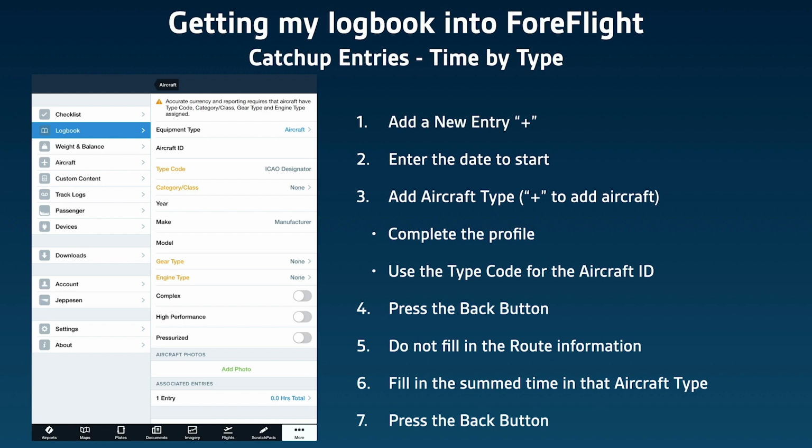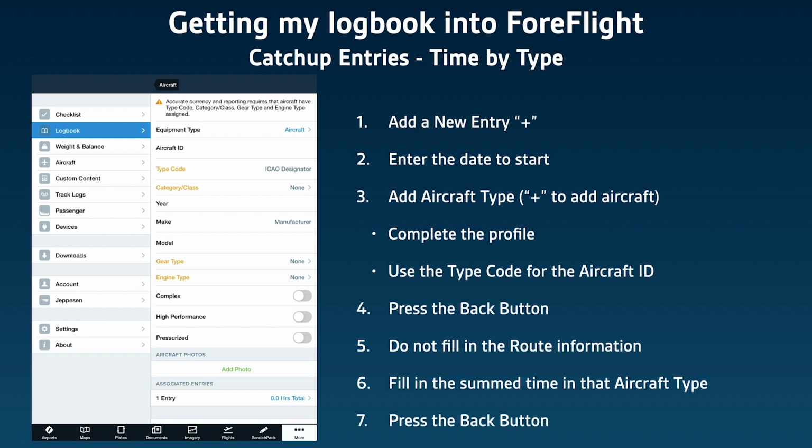The second form of Catch-up Entry is called time by type. To create one of these entries, you're going to add the new entry, and then tap on aircraft. Once we tap on aircraft, we're going to enter the entry and put in just the attributes that are type related and not aircraft specific. For the aircraft ID, we're just going to put in the name of the aircraft. So if it's a 172, just put 172. If it's a Cherokee, just put Cherokee, or you could even put PA28.